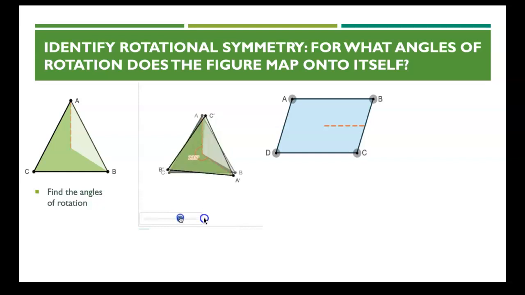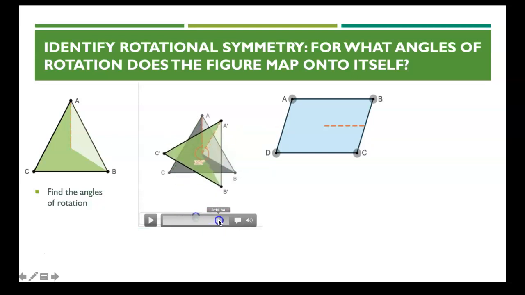What's happening there? I can't get it. There it is. Okay, I turned it. Now I'm at 240 degrees. I've turned that shape around, and now I'm at the same place I was before. Now C is on the top, but it's the same shape. It looks the same. So that would give me an angle of rotation of 120 and 240.